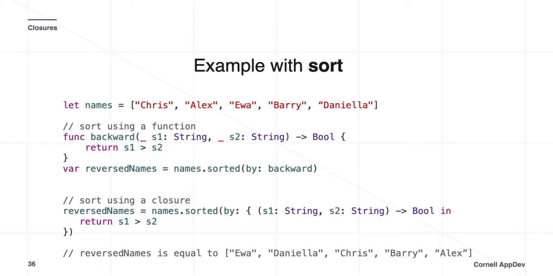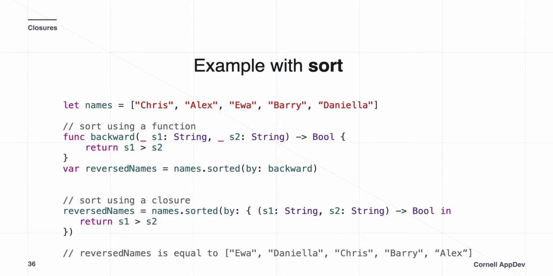So if you have this backward function, you can just pass it in. If you look at var reverseNames equals names.sorted(by: backward), you can just pass in that function that you wrote as the expected comparator.